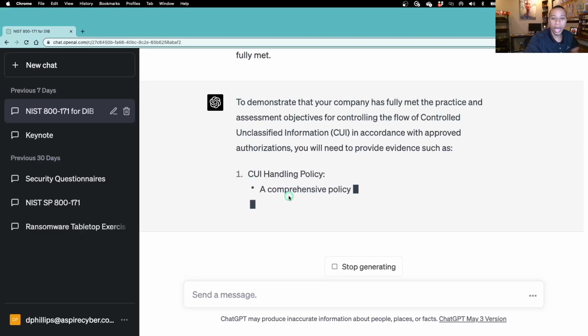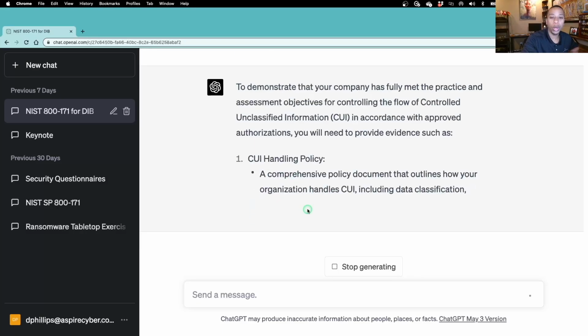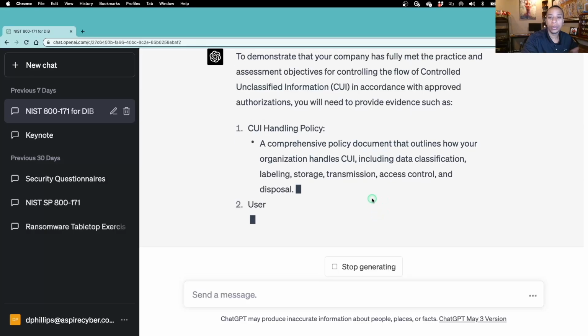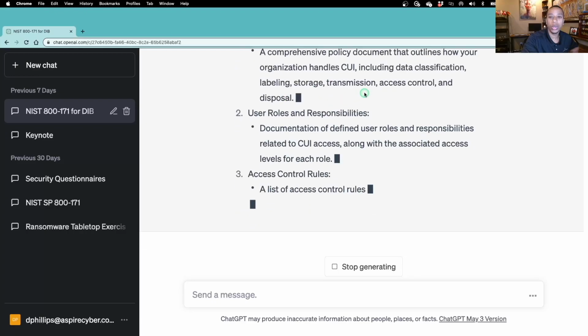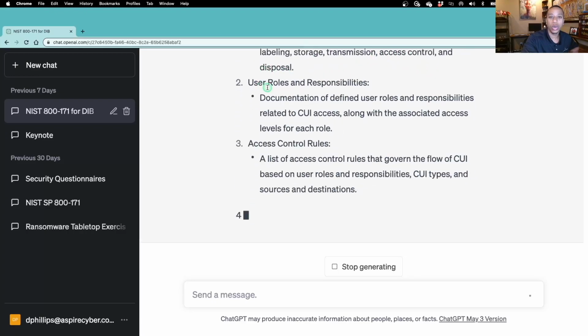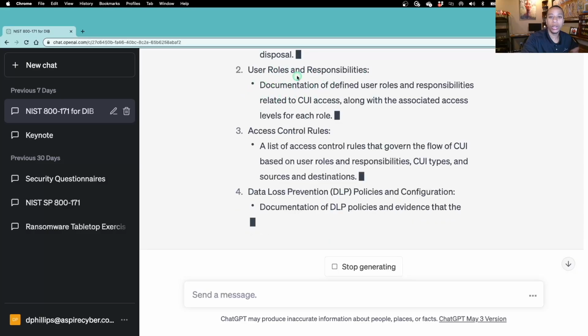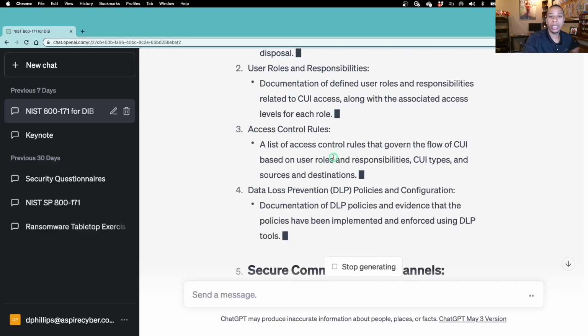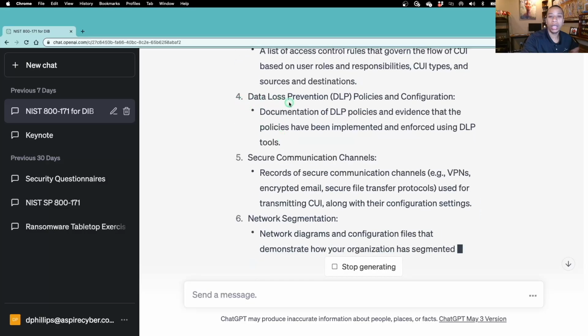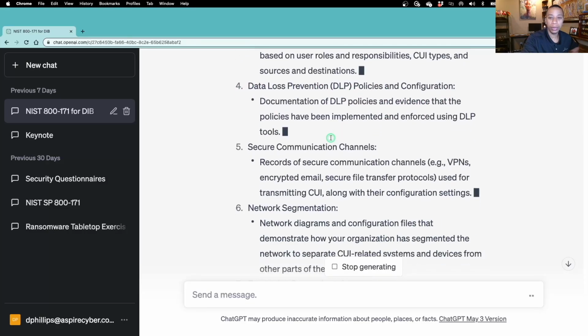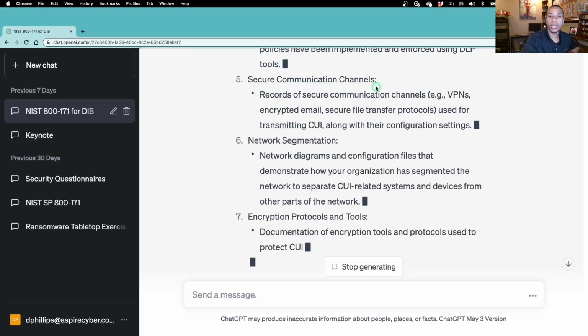We're going to need that CUI handling policy, and that could be part of your access control policy. It needs to be comprehensive and include data classification, labeling, storage, transmission, access control, and disposal. Clearly define those user roles and responsibilities. What are the access control rules? We have data loss prevention policies and configuration. What are our secure communication channels? Are we using VPN, encrypted email, secure file transfer protocols?